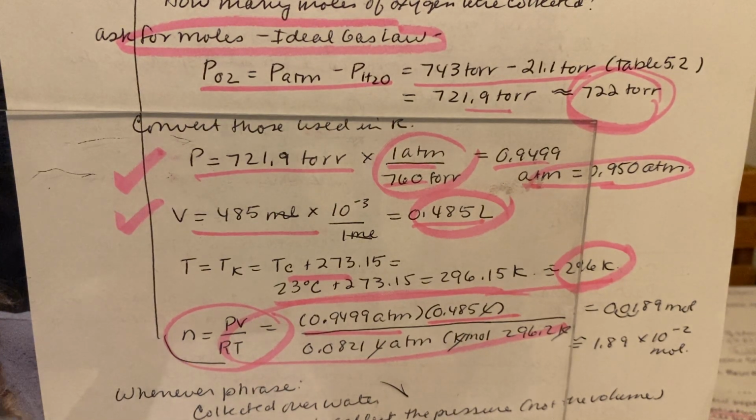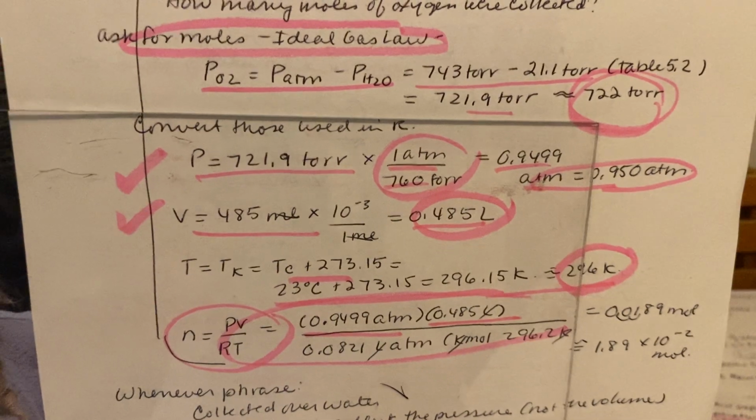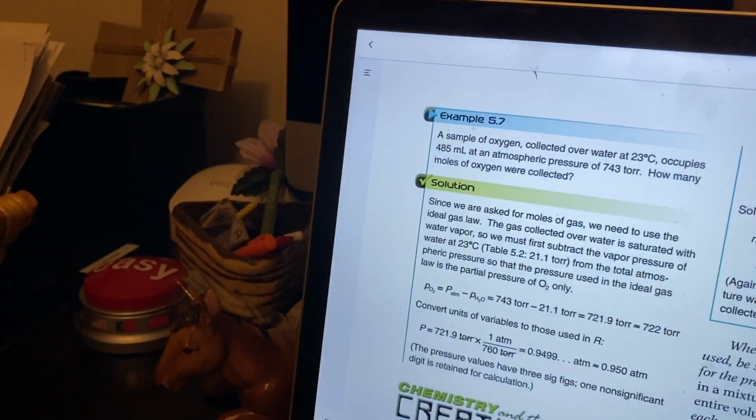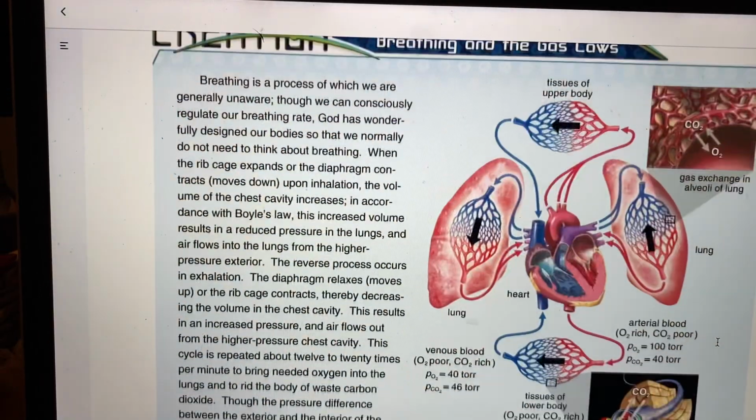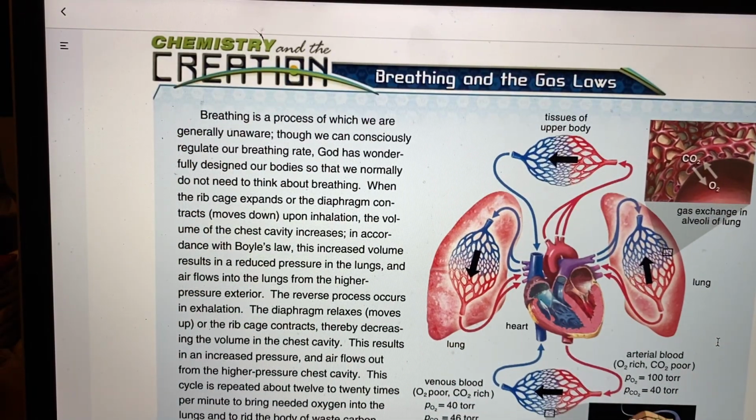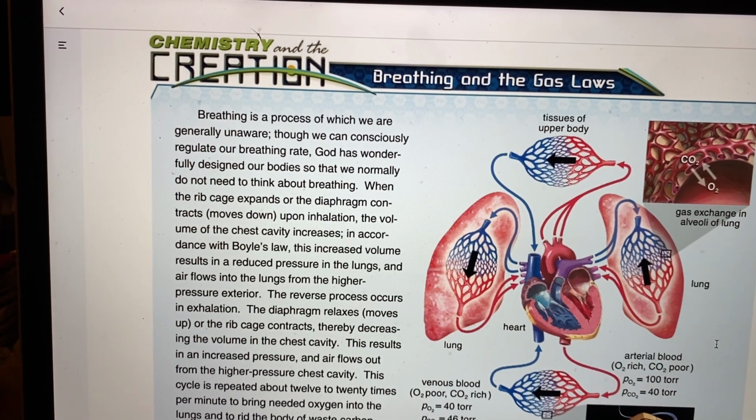All right, now the only other thing I wanted to go over, and this is kind of a fun thing to go over, is breathing and gas laws. What about that?